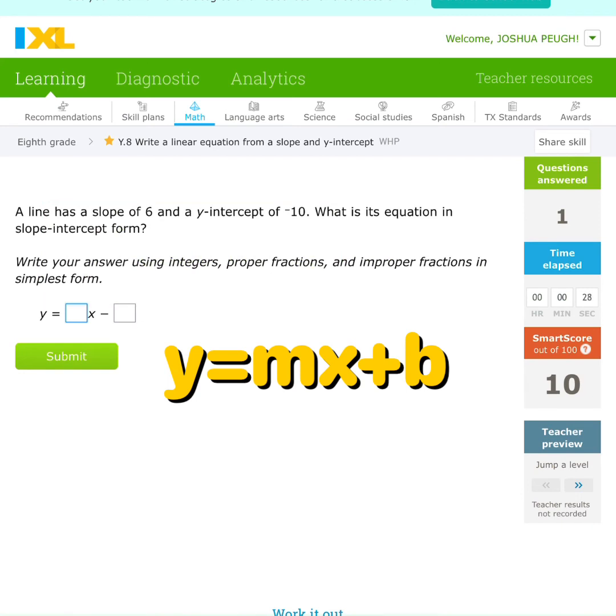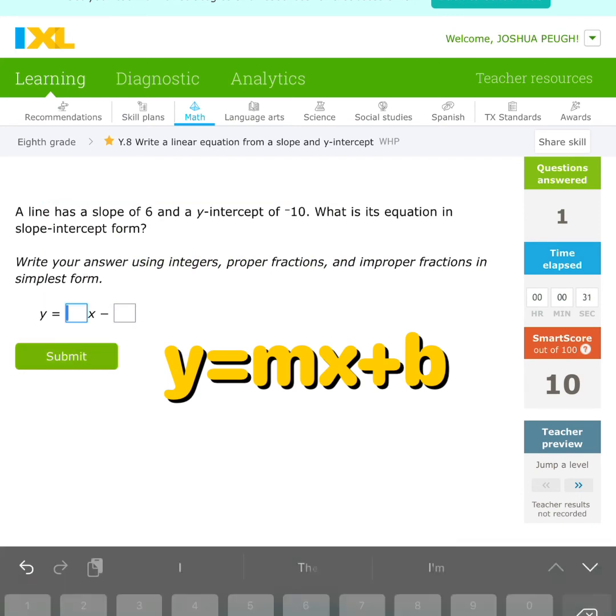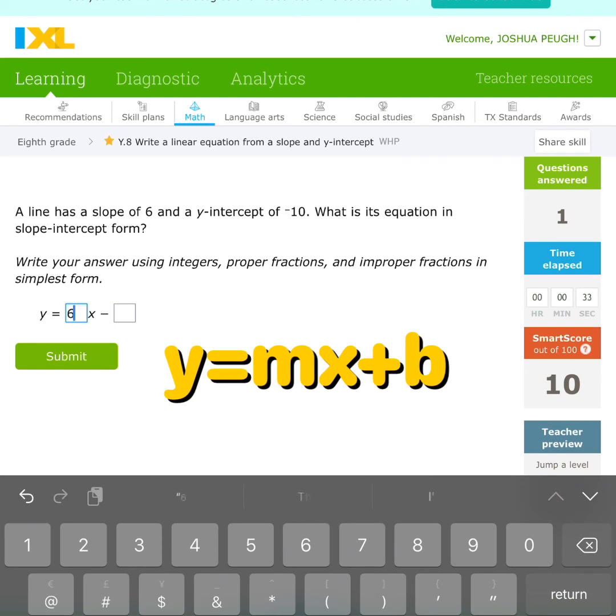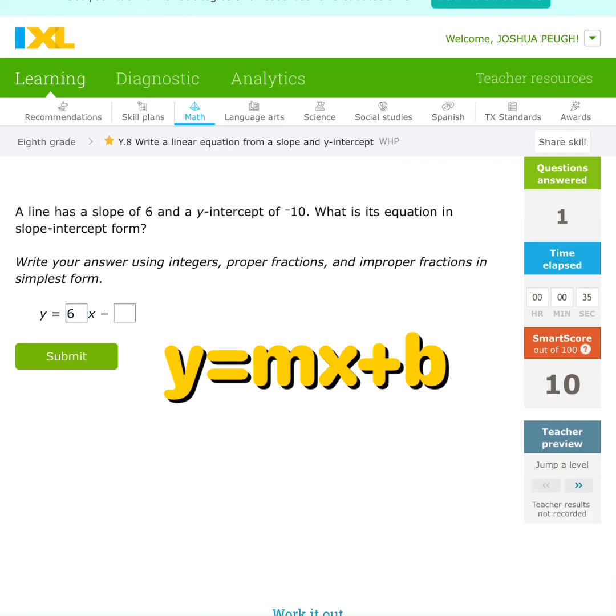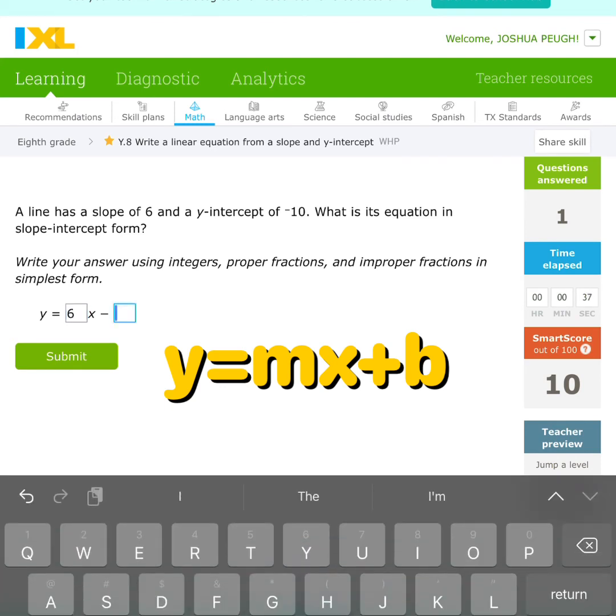Now we have a slope of 6 and a y-intercept of -10. So my slope, now be careful, look. There's already a negative, so don't put another negative here. Just type in 10. Okay, so just type in 10. If you type in a -10, it's going to be wrong. So just type in 10.